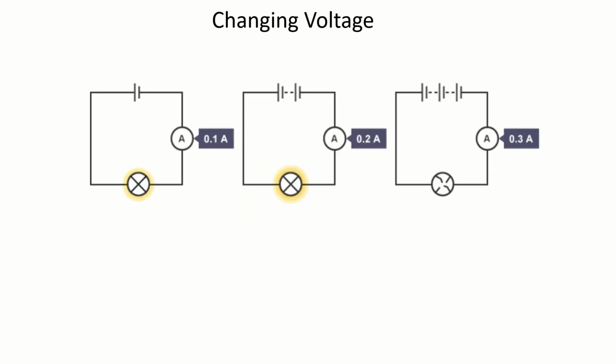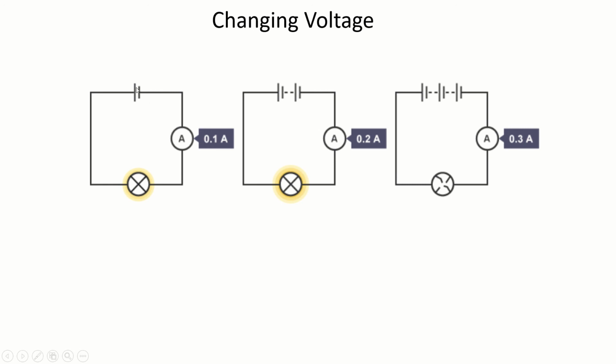Okay, so if we look at changing the voltage, take the picture on the left, and start from the left and work my way over to the right. This symbol here is the symbol for a battery. This symbol here is the symbol for a lamp bulb. And this here is an ammeter, so that's measuring the flow of charge.